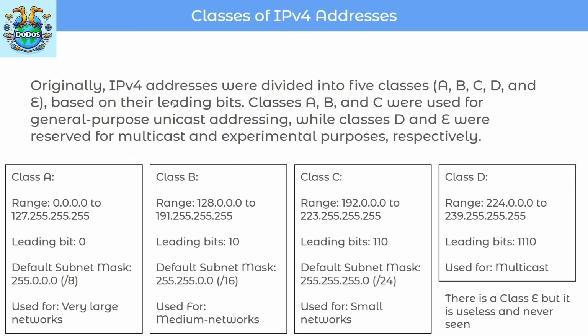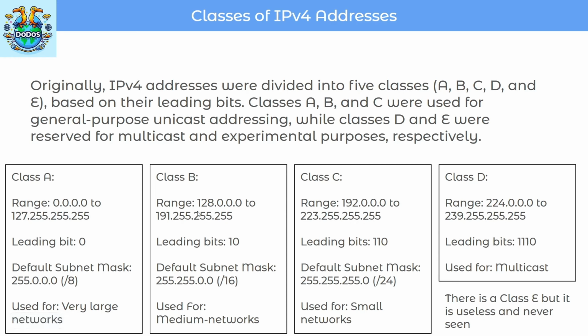So there are classes to IPv4 addresses. Originally, they were divided into 5 classes, which are A, B, C, D, and E, based on their leading bits. Classes A, B, and C were used for general-purpose Unicast addressing, while classes D and E were reserved for multicast and experimental purposes. So, Class A, its range is 0.0.0.0 to 127.255.255.255. The leading bit is 0, and the default subnet mask is 255.0.0.0, or a /8 subnet mask. Class A addresses are used for very large networks.